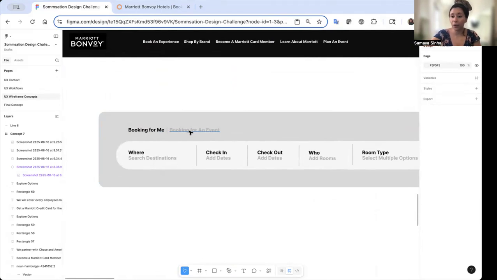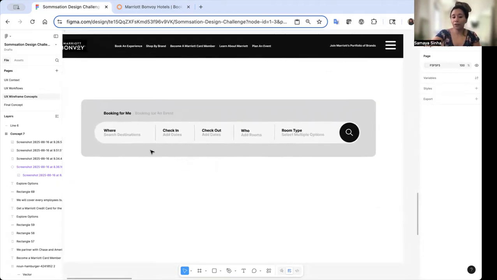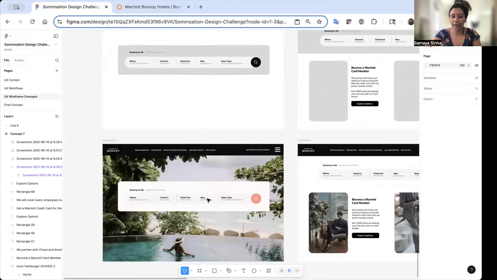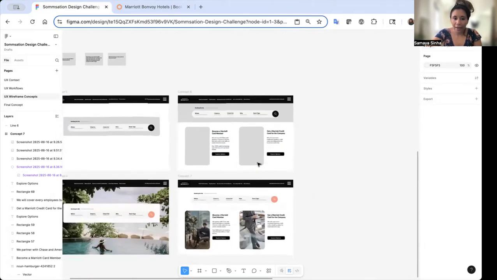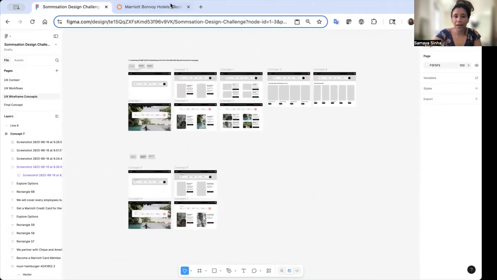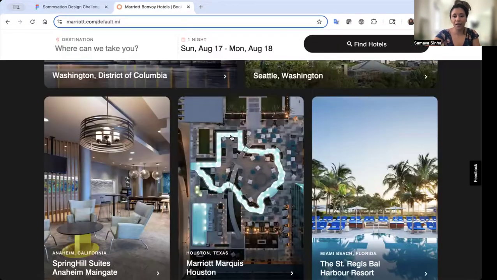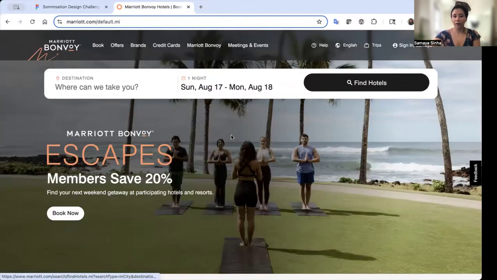So if you click into booking for an event, the information that you have to put in will change, because you might have to talk about the number of rooms you want, or how many guests, or how many locations you want, things like that. So I started to play around with that. And before I dive into my final concept, I also wanted to give you a tour of Marriott's brands.